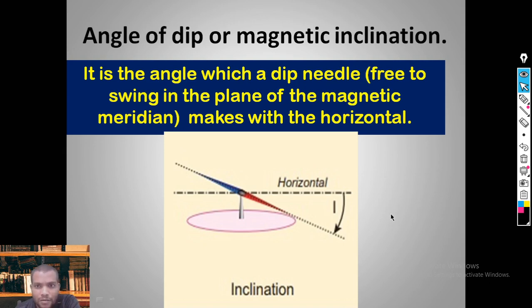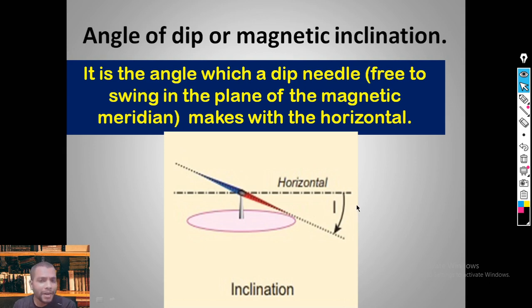And to go ahead, we need to measure certain angles. Those angles are very new for us. The very first one is the angle of dip or magnetic inclination. This is the angle you measure at your location to find the magnetic field. This angle is with respect to the ground or horizontal. It is the angle which a dip needle makes with the horizontal. Suppose you have a dip needle at your location, just leave the dip needle and measure the angle it makes with the horizontal. That angle is known as the angle of dip or magnetic inclination.